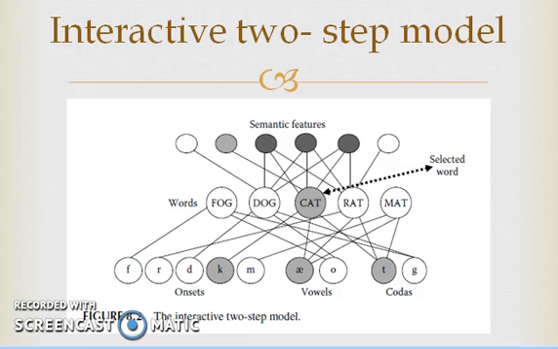The connections in the interactive two-step model are all excitatory and run between adjacent layers. So the semantic features of, say, cat have positive weight to the cat word unit, which in turn is positively connected to its phonemes, k, a, and t. The connections do not just run in a top-down, or meaning to sound, direction. There are also excitatory bottom-up connections from each word's phonemes to that word and from the word to its semantic features. The existence of both top-down and bottom-up connections makes the retrieval process interactive.